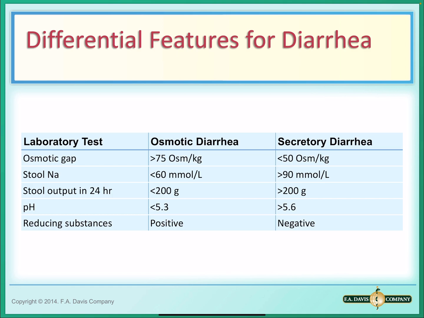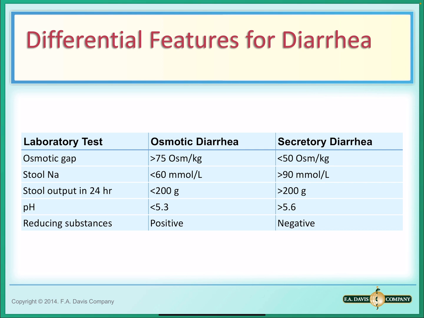In this particular slide, you see the differential features for diarrhea. What are the differences between osmotic diarrhea and secretory diarrhea? For osmotic diarrhea, the osmotic gap would be over 75 mOsm/kg, and in secretory diarrhea, the osmotic gap is usually less than 50. The stool sodium in osmotic is less than 60 millimoles per liter, and in secretory is over 90 millimoles per liter.